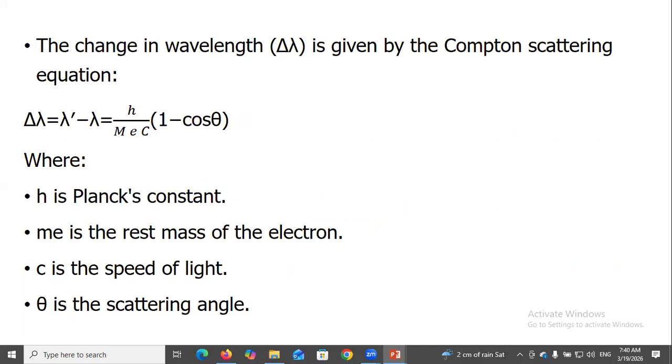The change in wavelength is given by the Compton scattering equation: delta lambda equals lambda dash minus lambda equals h over m_e c, times (1 minus cos theta), where h is Planck's constant, m_e is the rest mass of the electron, c is the speed of light, and theta is the scattering angle. Change in the wavelength is equal to h over m_e c, times (1 minus cos theta).